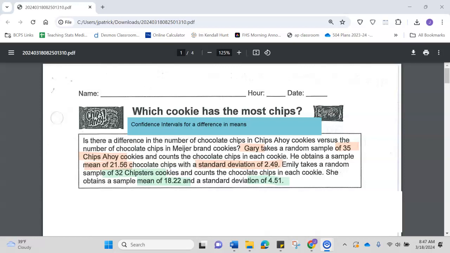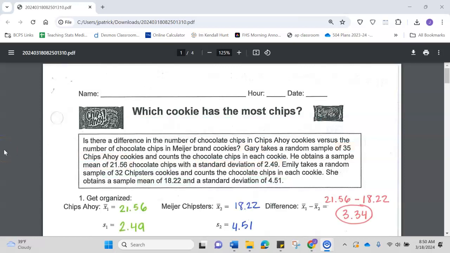You might want to pause the video and jot down everything that's in that top section where it says get organized. So the Chips Ahoy mean and standard deviation, the Chipsters mean and standard deviation, and then go ahead and calculate the difference. We're going to do Chips Ahoy minus Chipsters so we can all stay together with our work. We could subtract the other way around, but let's all do it the same way, starting with Chips Ahoy minus Chipsters. So go ahead, pause the video, and take care of that. Okay, this is what your notes should look like so far.